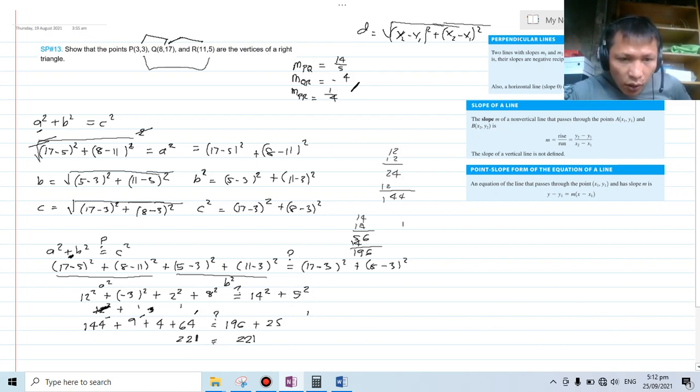So since the two sides are equal, I prove that the triangle is a right triangle because it obeys the Pythagorean theorem.